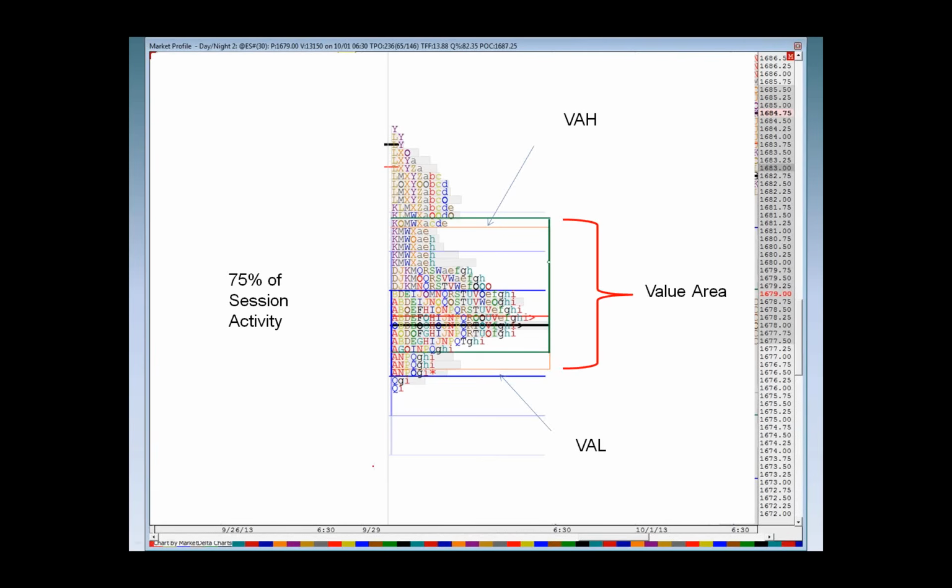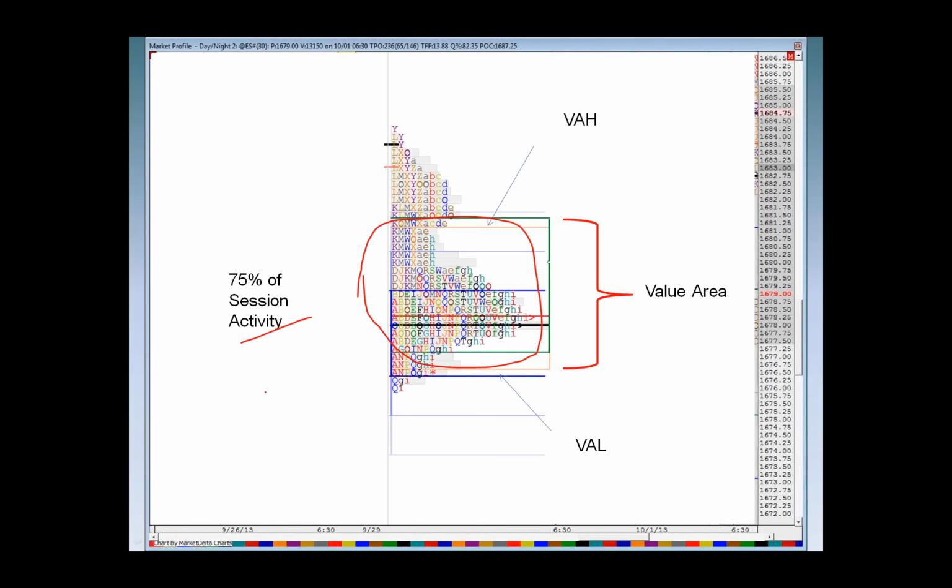First of all, once the value area has been identified, it is the area with the greatest activity that has occurred during any given session. That is the definition of the value area. If you want to look at the statistical definition, it is the area that contains approximately 75% of the session activity. That's how we define the value area.